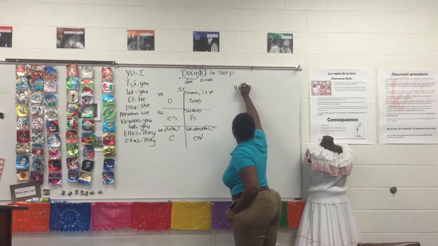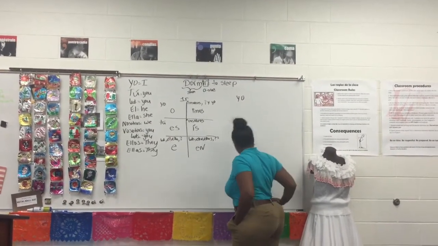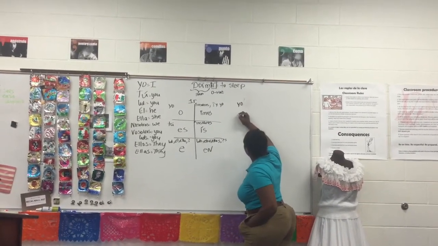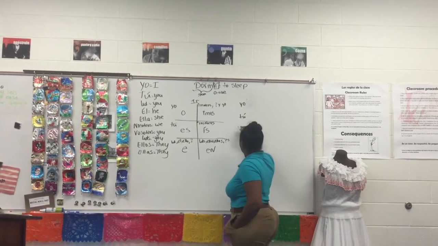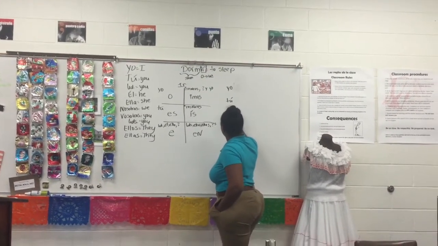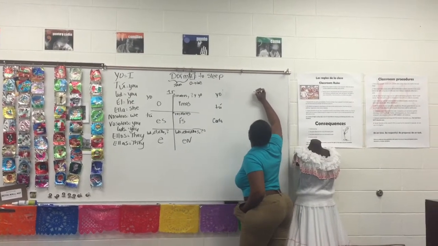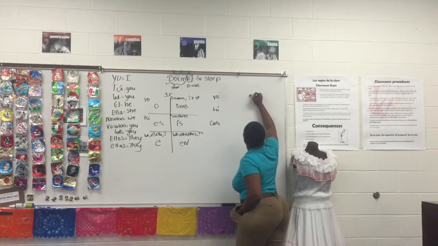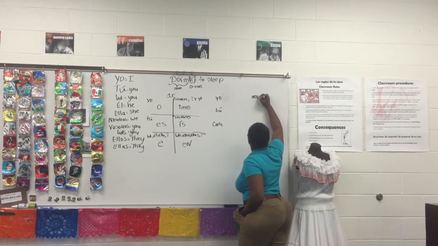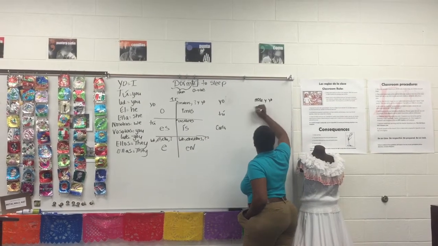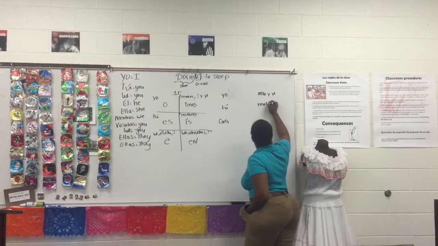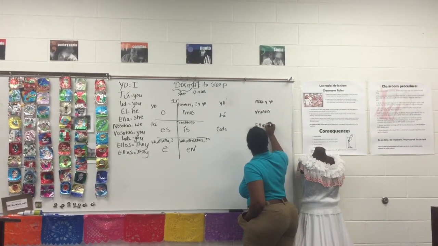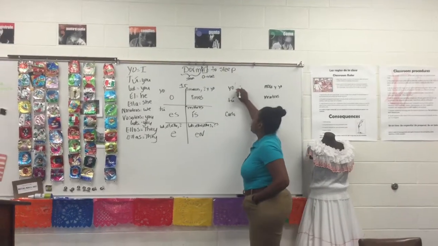So I have yo. Let me make it a little bit smaller. I need a lot of room. Yo, tú, and Carla. Okay? And let's say Mikey, Mike y yo, vosotros, and then let's go on to ellas. All right, so here we go.